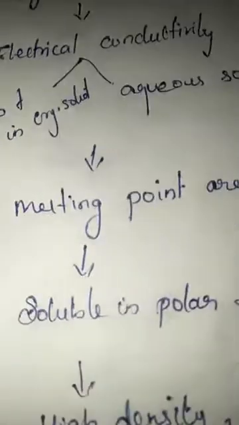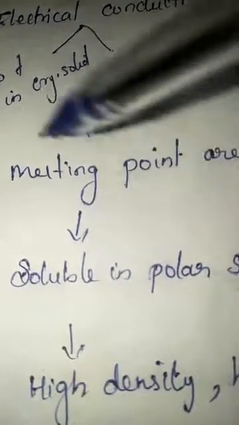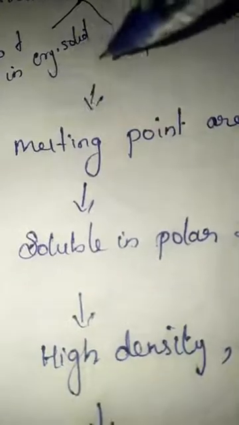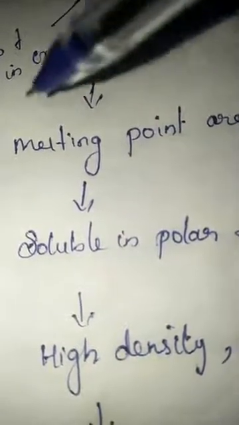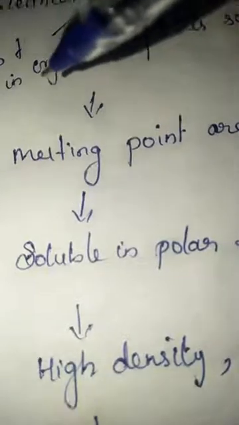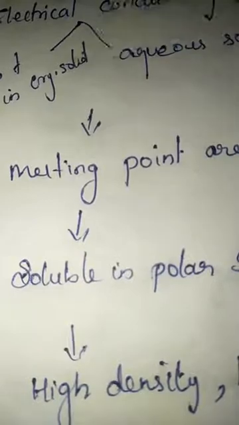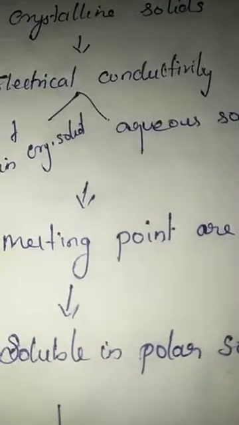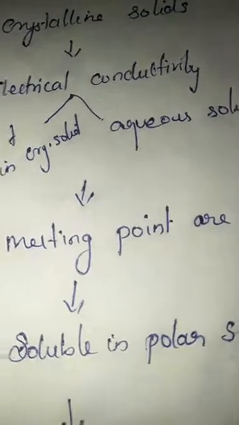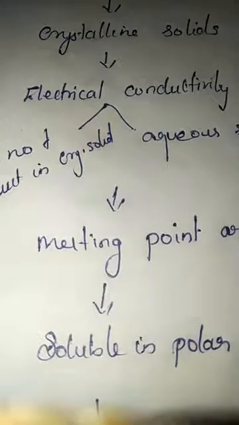For example, in crystalline solids the ions are tightly packed and they cannot move from one place to another for the purpose of electrical conductivity. If we make this crystalline solid into an aqueous solution, the ions are free to move and they conduct electricity.